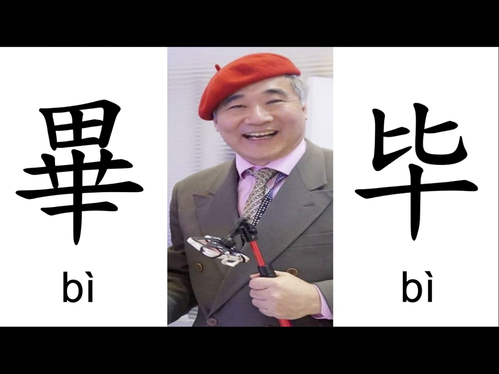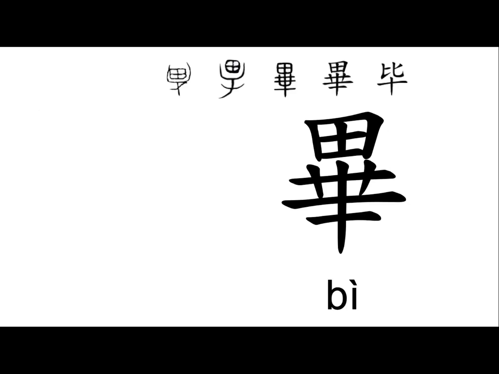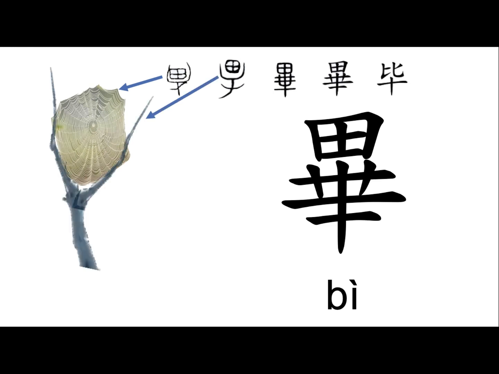Hello everyone, I'm Dr. Wang, and in this episode, I want to explain the traditional and simplified Chinese characters for the word B. When we look at the character B from Oracle Bone script, it resembles a net used for catching things. On top, there are patterns resembling the net, enclosed within a frame that looks like long cattle horns.